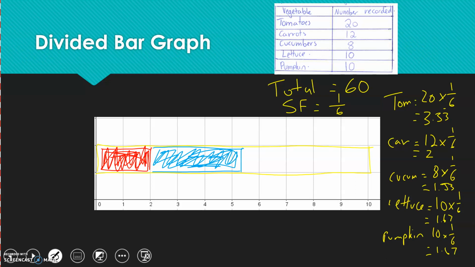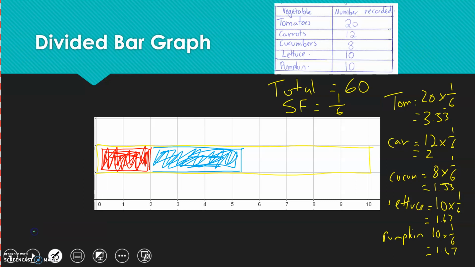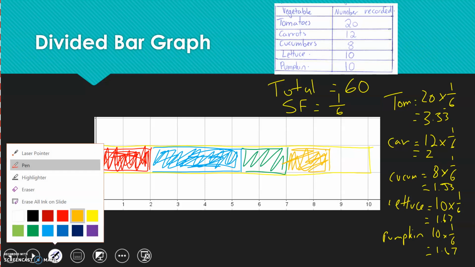Our lettuce then takes up 1 2/3. So we've already got 2/3 there, and then we go another increment. So we've got 1 2/3, and that's our lettuce. You've then got 1 2/3 is also pumpkin. And then 1 1/3 is cucumber.